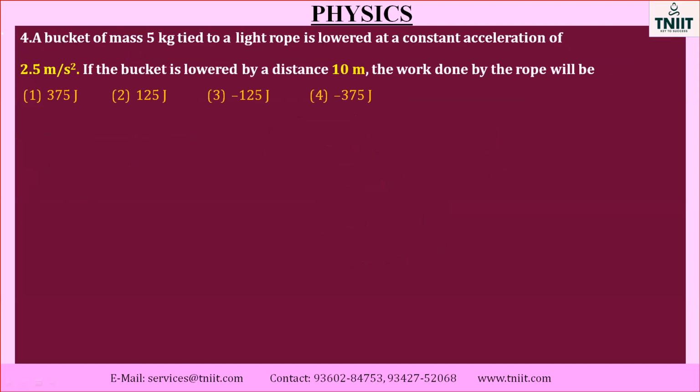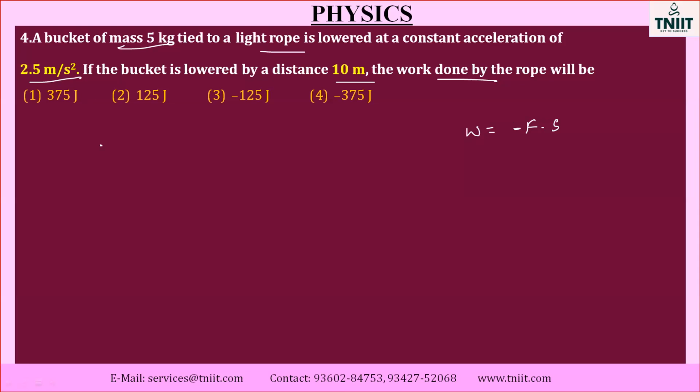Look at this. There is a bucket of mass 5 kg that is tied with a light rope. It is moving with a constant acceleration, 2.5 meter per second square. The bucket is lowered by 10 meter. What is the work done? You know the basic formula for the work done. Work done is force into the displacement. Since the work is done against gravity, it should be minus F into S.